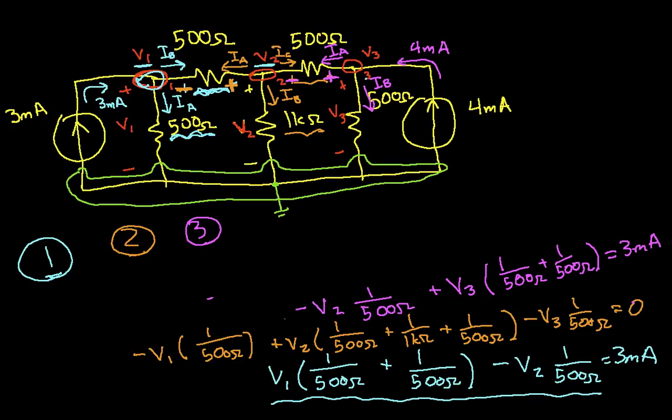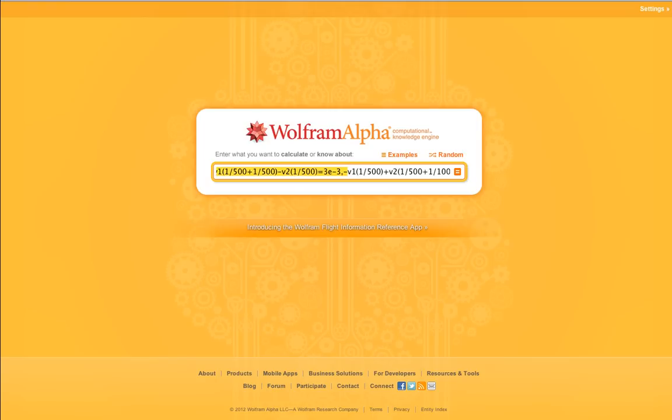So let's look at our last equation. It's this top one in pink, minus V2 times 1 over 500 plus V3 times all the stuff there is equal to 3 milliamps. Whoops, and I made a mistake there. You'll notice that this current here is 4 milliamps, not 3 milliamps. That could have been tragic. I don't know what I was thinking there, but it clearly wasn't right. So let's type in our last equation. Okay, so it's minus V2 times 1 over 500 plus V3 times 1 over 500 plus 1 over 500, and this is equal to 4 milliamps.